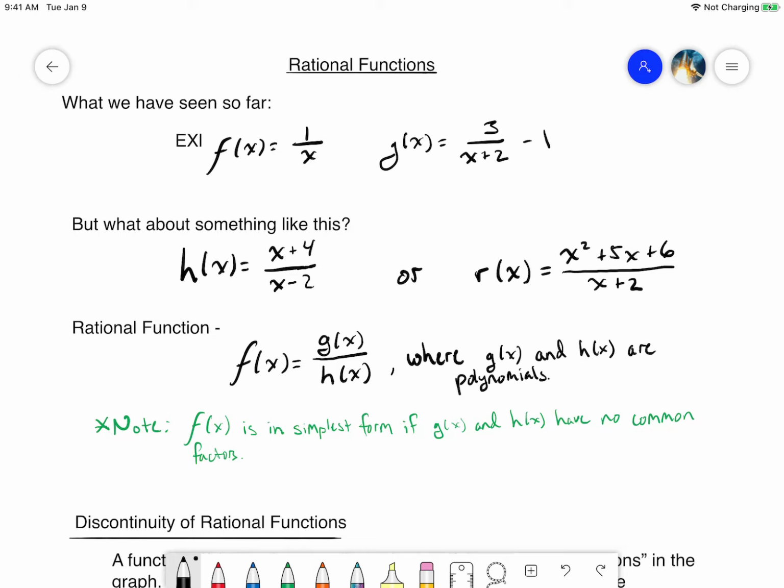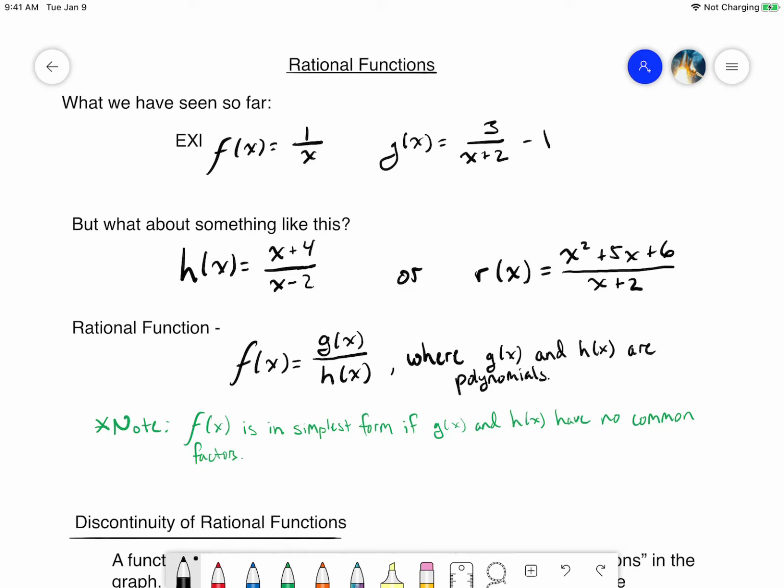So we're continuing on with rational functions, and what we've seen so far is an example of f of x, which is 1 over x, which is our parent function, and then we've also seen transformations on it, which would be something like g of x, which is 3 over x plus 2 minus 1. But what happens if we have something a little bit more complicated?